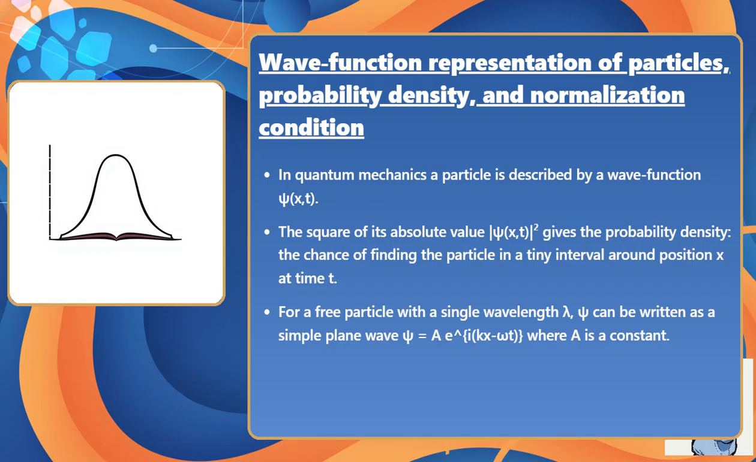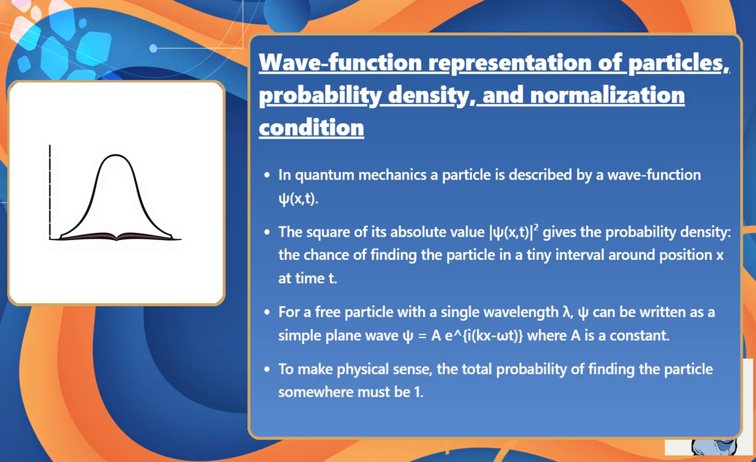Psi equals A e^(i(kx − ωt)), where A is a constant. To make physical sense, the total probability of finding the particle somewhere must be 1. This gives the normalization condition: the integral from negative infinity to positive infinity of |ψ(x,t)|² dx equals 1.